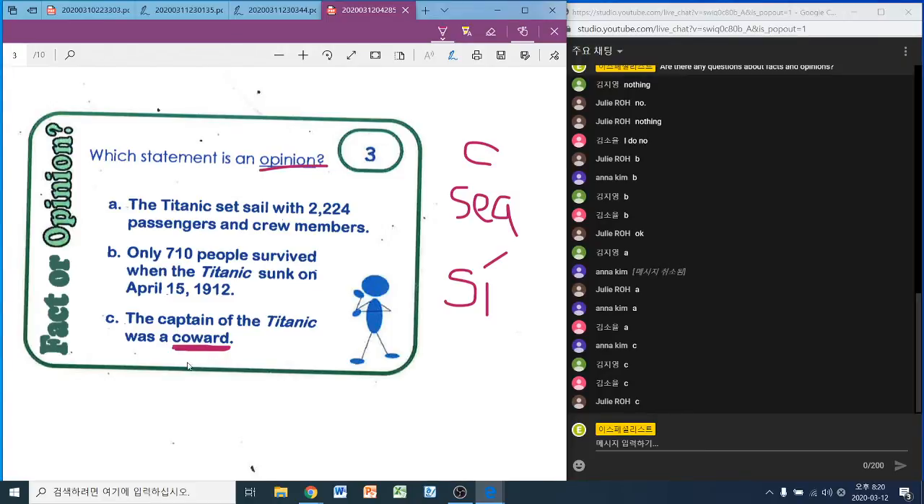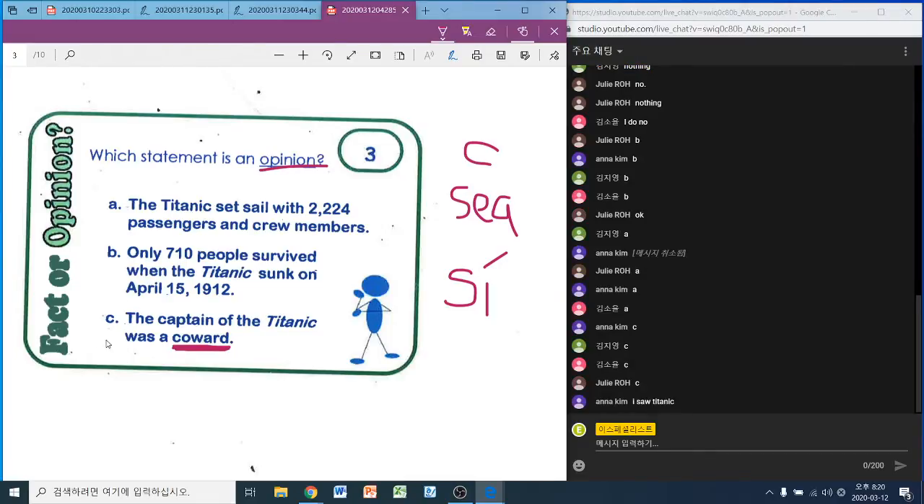This is kind of an opinion. We don't know. Maybe the captain is brave. Sometimes, maybe scared. Sometimes, we don't really know. There's no way to check. You can't take a test and then we say, the captain was a coward or not a coward. We can't prove it. It's just an opinion. What do you think about somebody? We look at what did they do and then we think, maybe the captain was a coward.